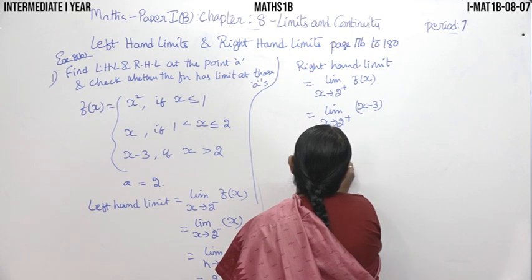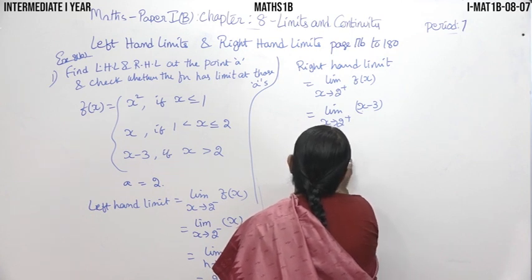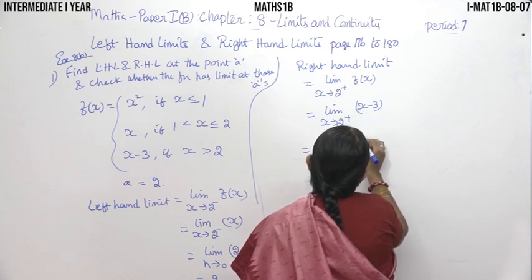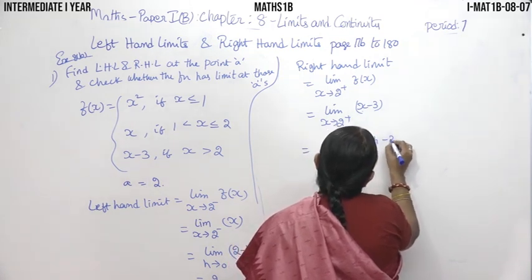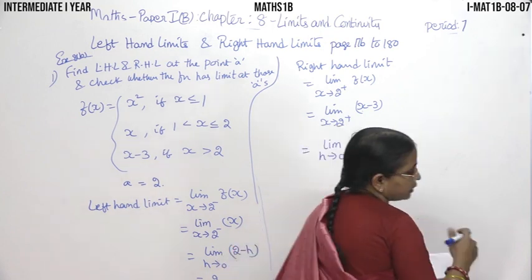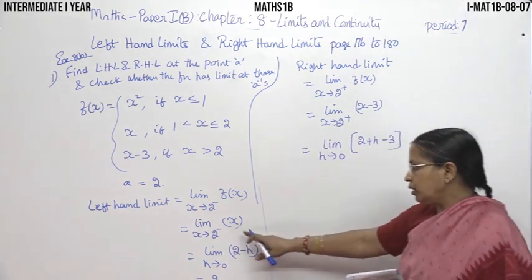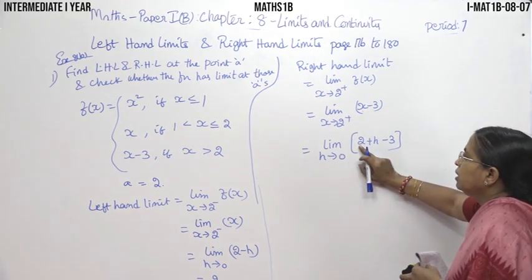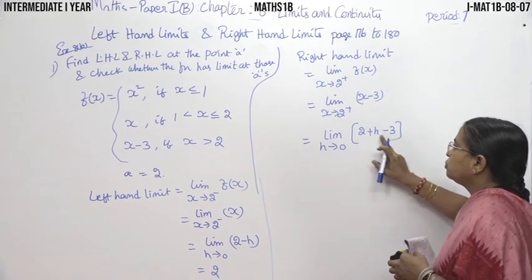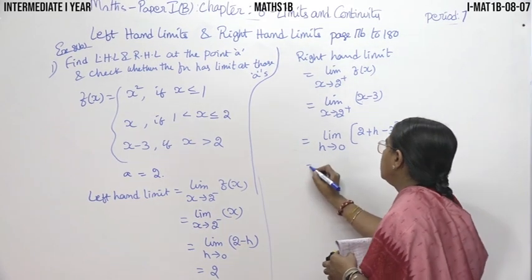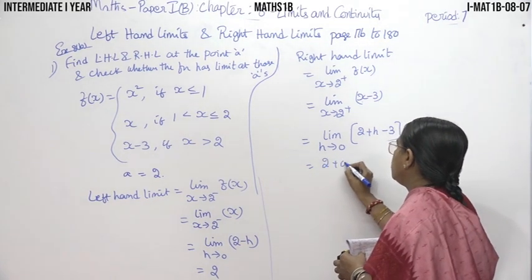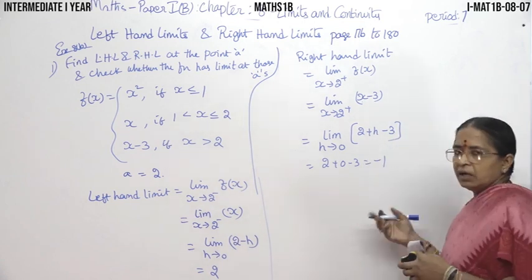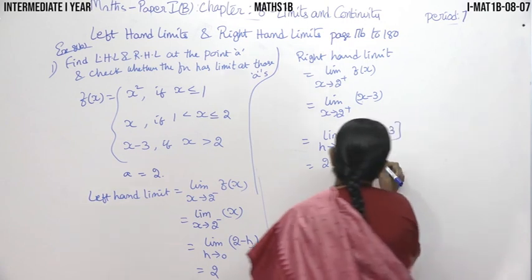So limit x tending to 2 plus, now we will convert it to h tending to 0. Instead of x I should write a plus h. So 2 plus h minus 3. For the left we write a minus h, here we write a plus h. X we will write as a plus h. A is 2, so 2 plus h. Now put h as 0. Then what is this? 2 plus 0 minus 3, that is minus 1. Now are these two values equal? No. This is equal to minus 1.